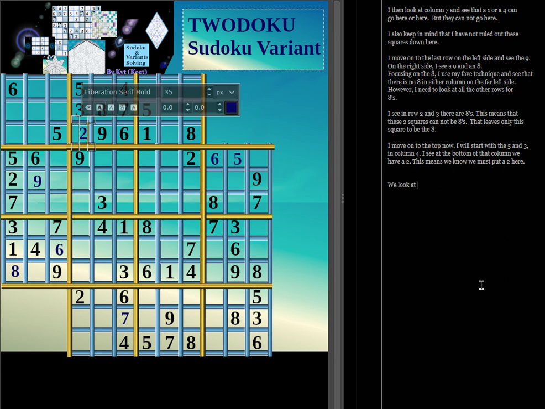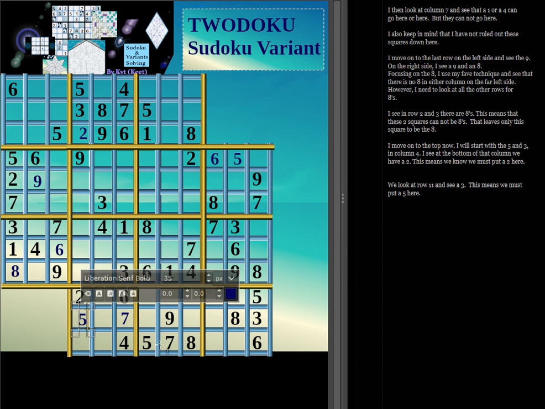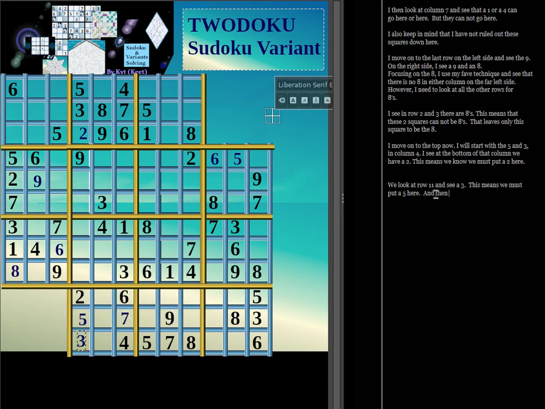We look at row 8 and see a 3. Row 8, my foot. 3, 6, 9. Row 11. We look at row 11 and see a 3. This means we must put a 5 here. And then put a 3 here.